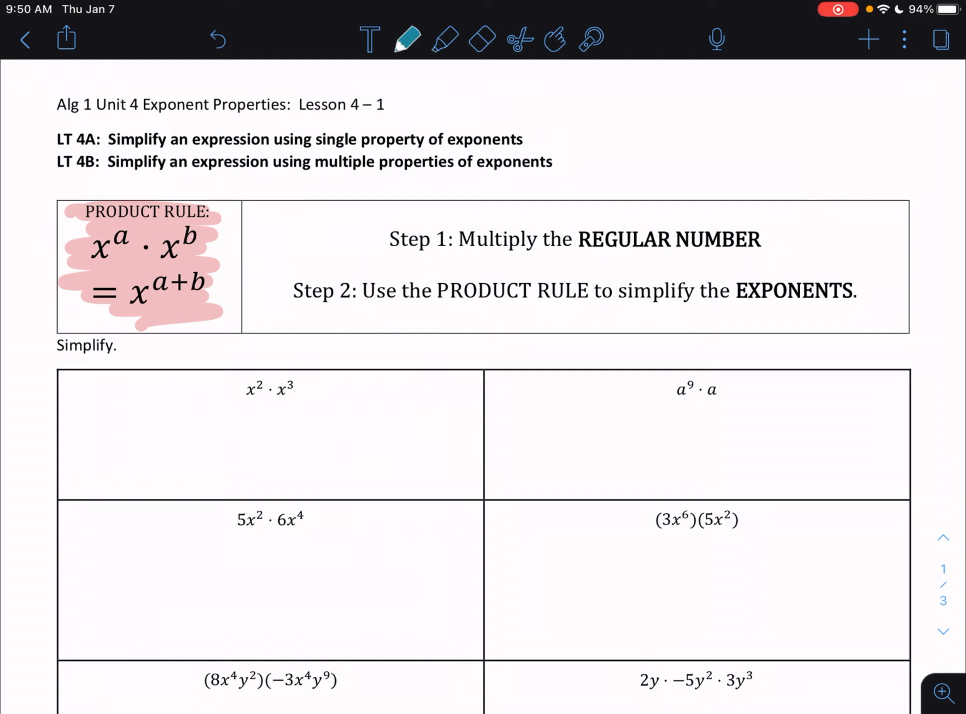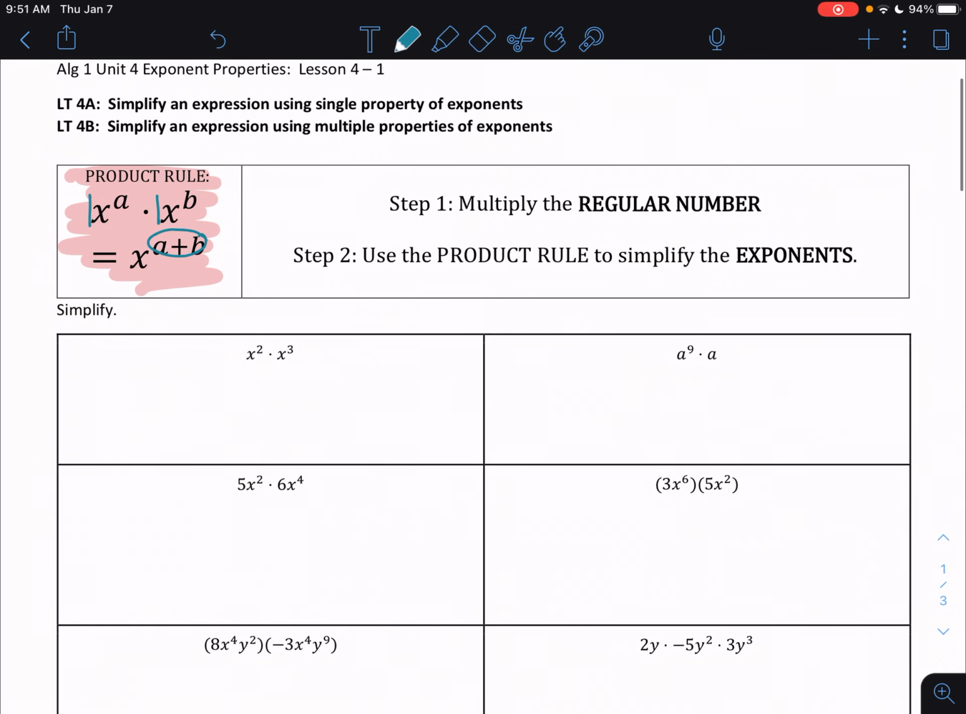So our steps for that are first to multiply the regular number, and that's our coefficient, or that number that's in front of the x. So in this example, it would just be a 1. That invisible 1 is there. And then we're going to use the product rule to simplify the exponents. And the product rule, like we just stated, tells us that we need to add the exponents together. So let's go over our first example to see how that would work.